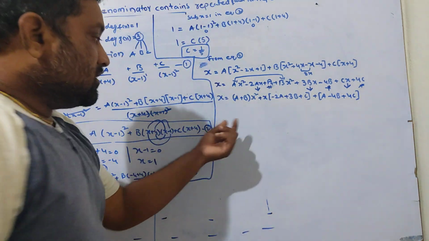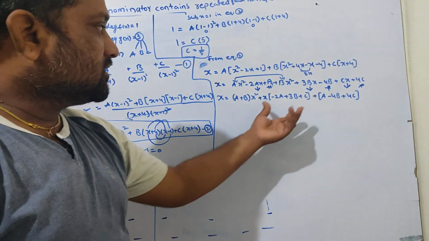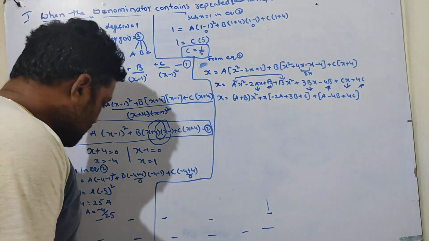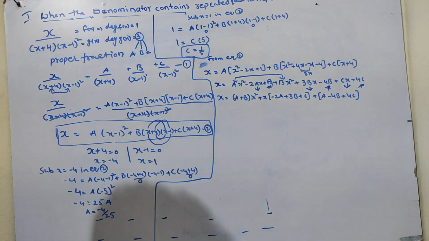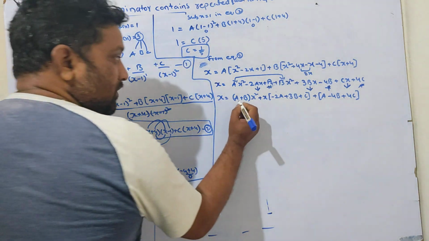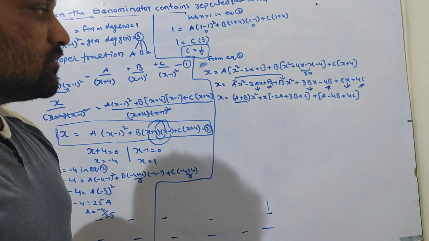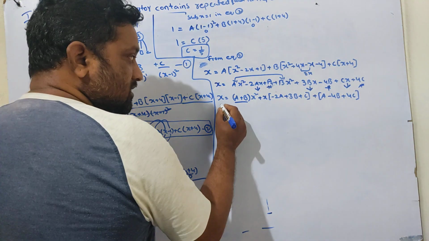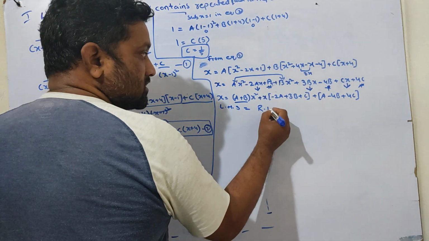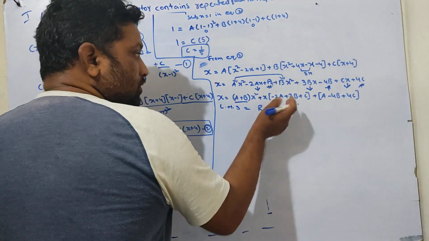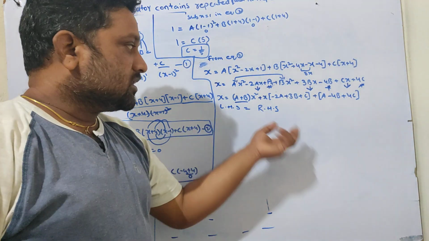See here, x square, x, constant. So we have got the one equation. Now we already have the a and c values. Now we have to find the b value. So here a plus b. Now comparing the coefficients on both sides, LHS is equal to RHS, and that means both side equations are equal.